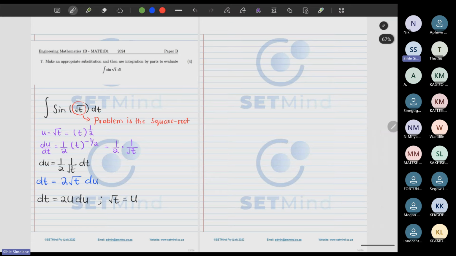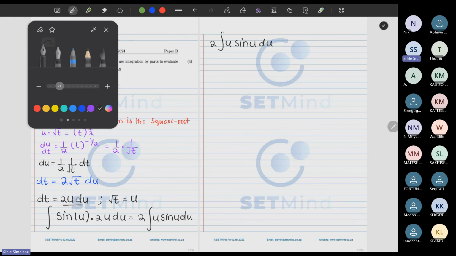So our integral changes now. It becomes the integral of sine of u, and wherever there was dt, we now put 2u du. So what we are integrating now is very simple. We put the 2 outside, we have u sine of u du. That is the new problem now: 2 times the integral of u sine of u du. And this requires integration by parts. There's no question about that.